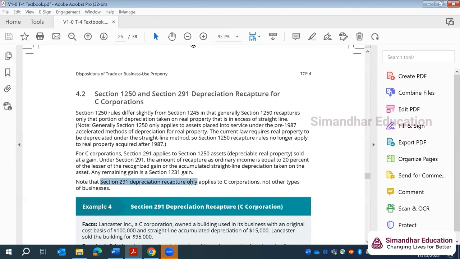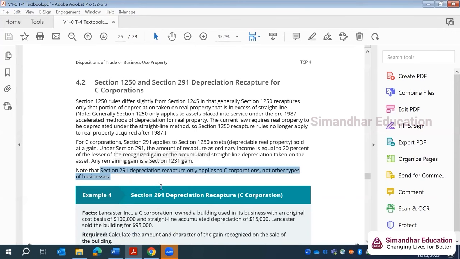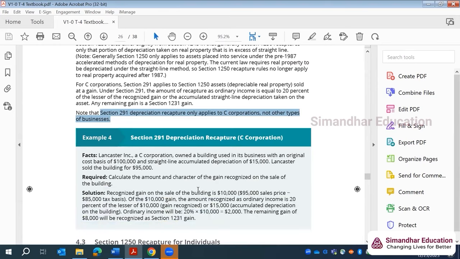Note that section 291 recapture only applies to C corporations and not other types of businesses. Please make a note of it. It is a very, very important point. Section 291 is only applicable to C corporations. So if you are a proprietorship or operating as an S corporation, then this might not be applicable for you. So let's look at this example here.